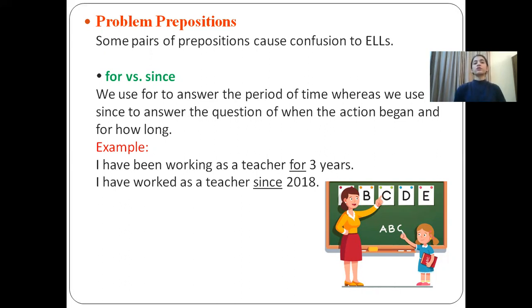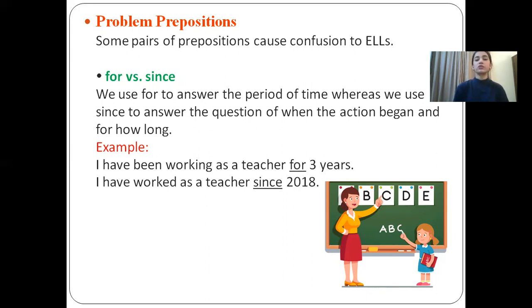We use for to answer the period of time, whereas we use since to answer the question of when the action began and for how long. For example, I have been working as a teacher for 3 years. It tells you how long I have been working as a teacher. But if I have to use since in the sentence, here is one example: I have worked as a teacher since 2018.